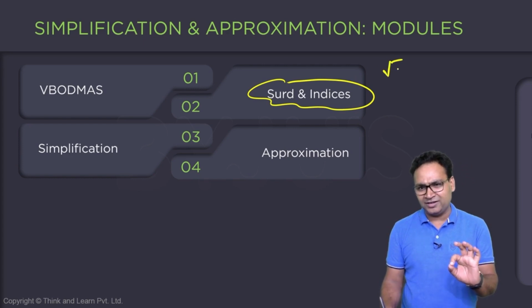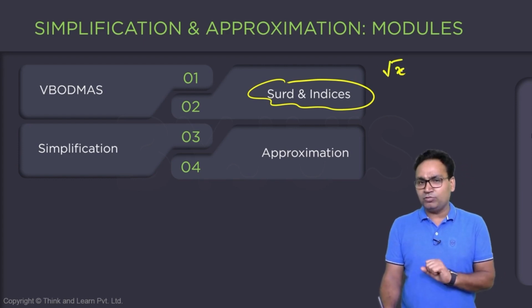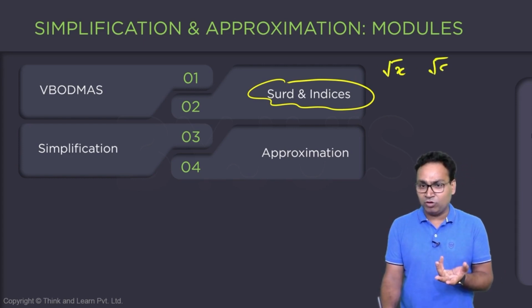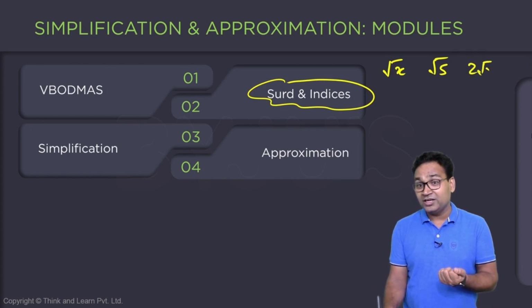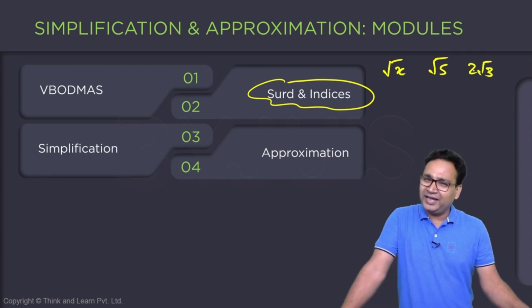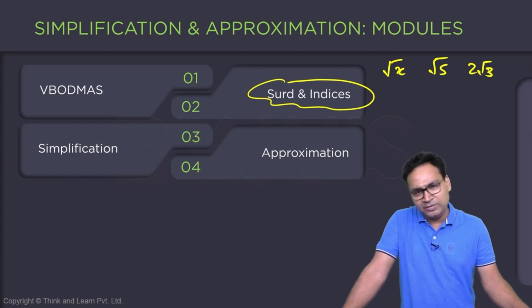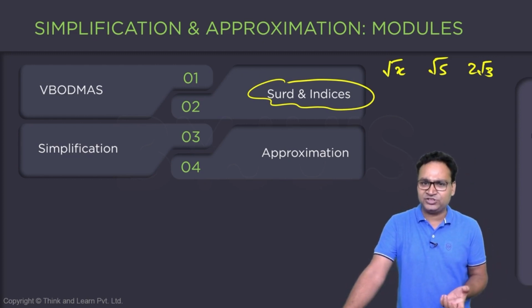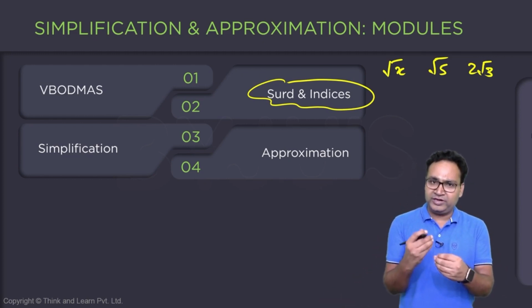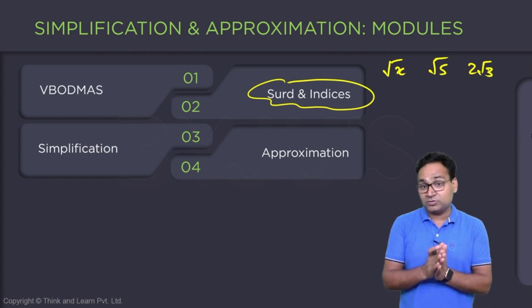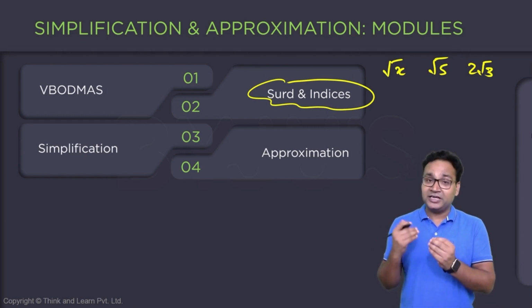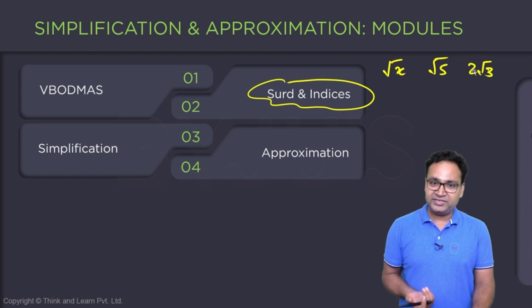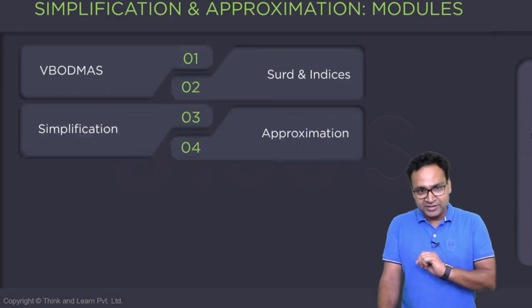You may get to see under root x or under root 5 or 2 under root 3. These kinds of notations are everywhere. It may be in arithmetic, it may be in DI, it may be in simplification. So before you get into those kinds of topics or applications, let's develop the basics of surds and indices. What is the agenda today?